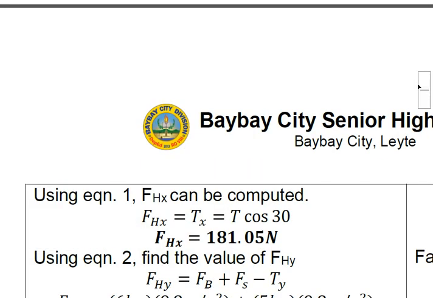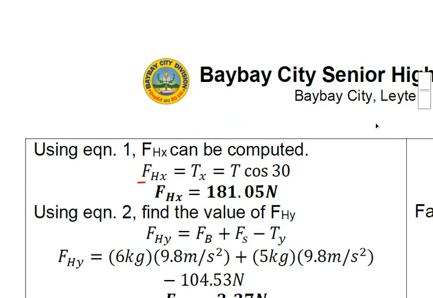Then for the FHX, we don't have to use the second condition anymore, because we've already found the T. Given equation 1, we can find FHX. So that is 181.05 Newton.